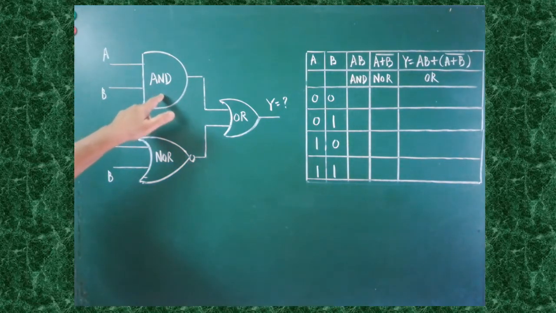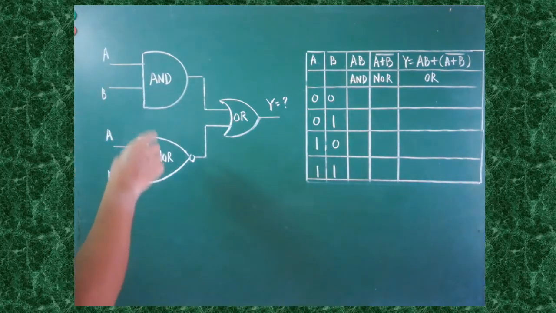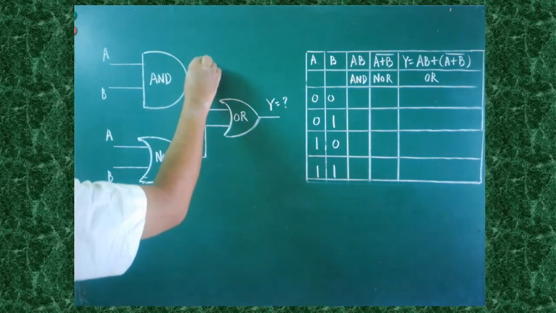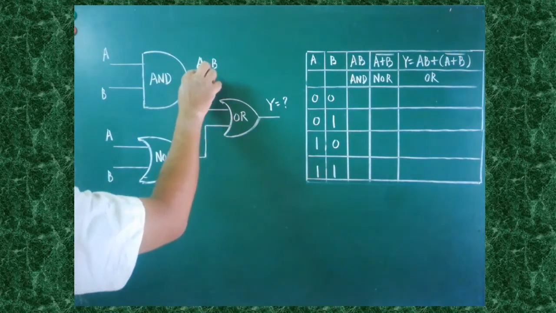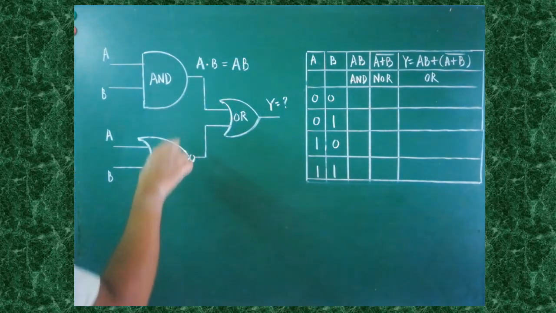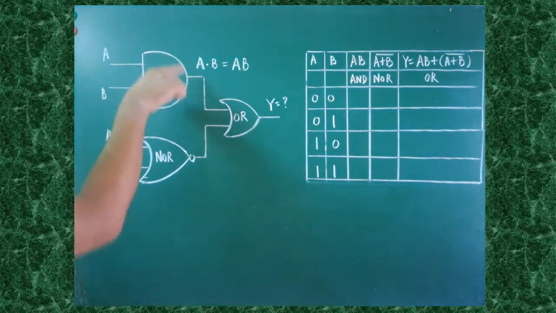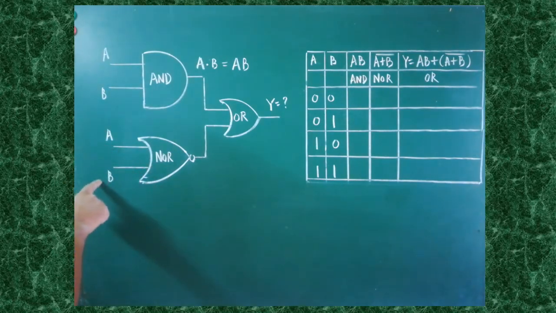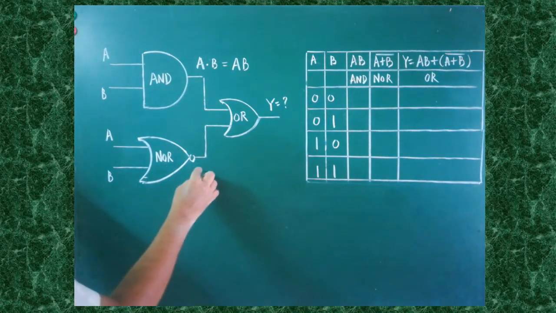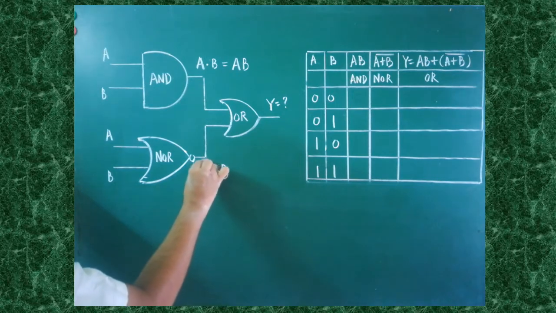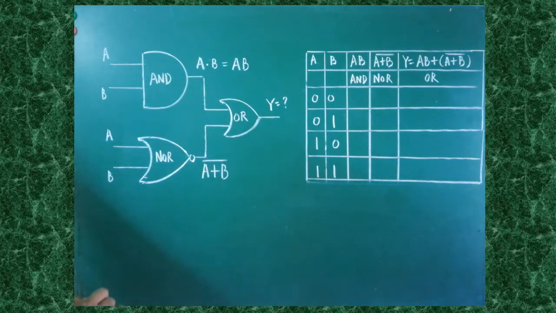First we have to find out what is the output of the AND gate. Very easy one. If the two are given as input, you will be getting the output as A dot B, that is A and B. That can be written as AB. So that is the first output we have got from the AND gate part. This is the NOR gate. If A and B both are given as inputs, you will be getting the output as (A + B) whole bar, that is the output of the NOR gate part.